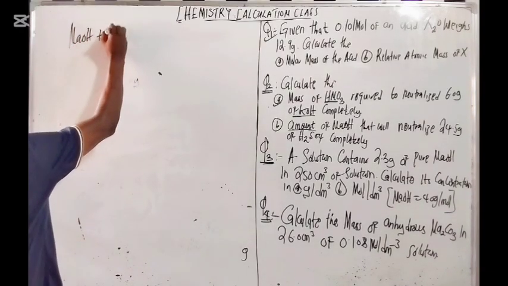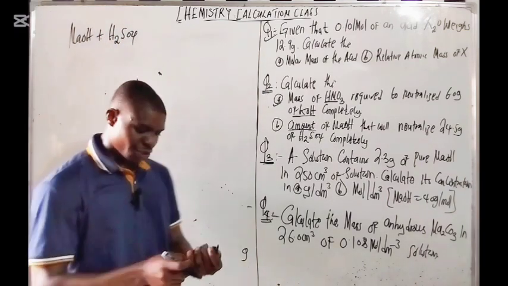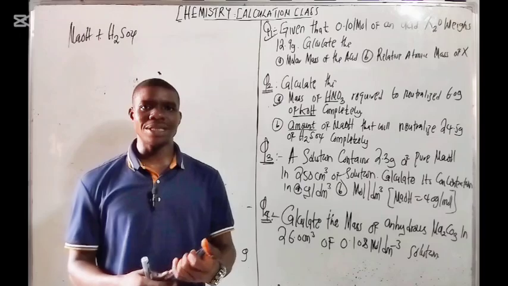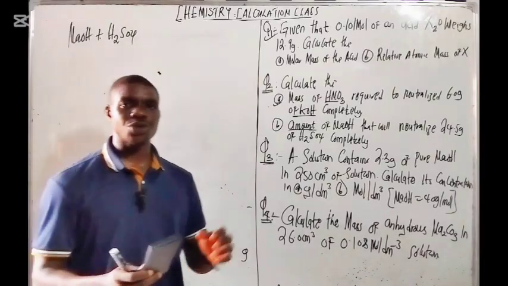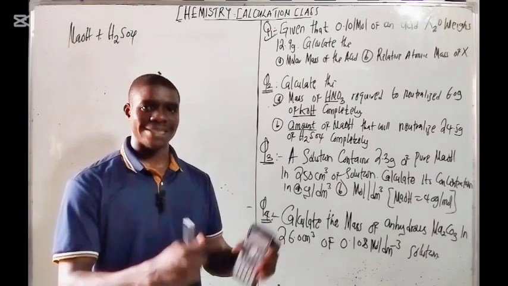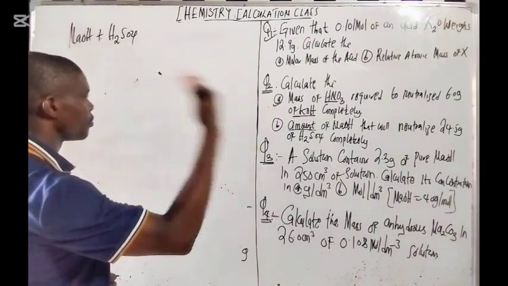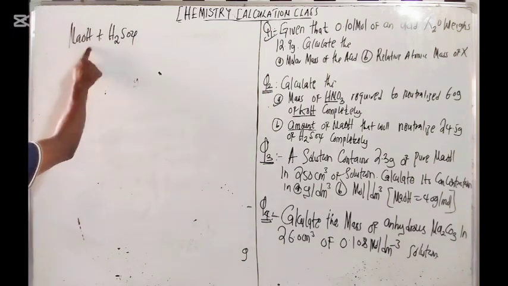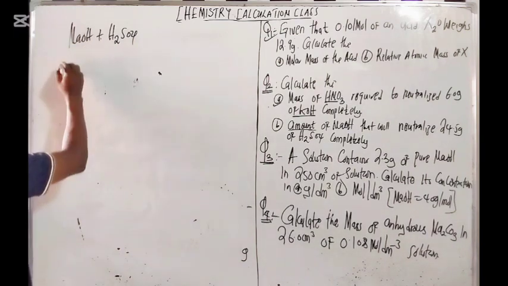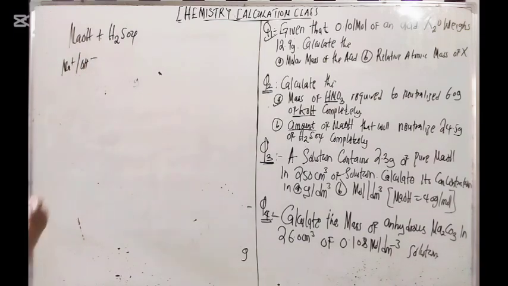So we have NaOH plus H2SO4. This is a neutralization reaction. And what is a neutralization reaction? It's a reaction between a base and an acid to form salt and water. They are called neutralization reactions. So how do you write the equation? Remember, this guy here can be split into two parts: Na plus and OH minus, right?